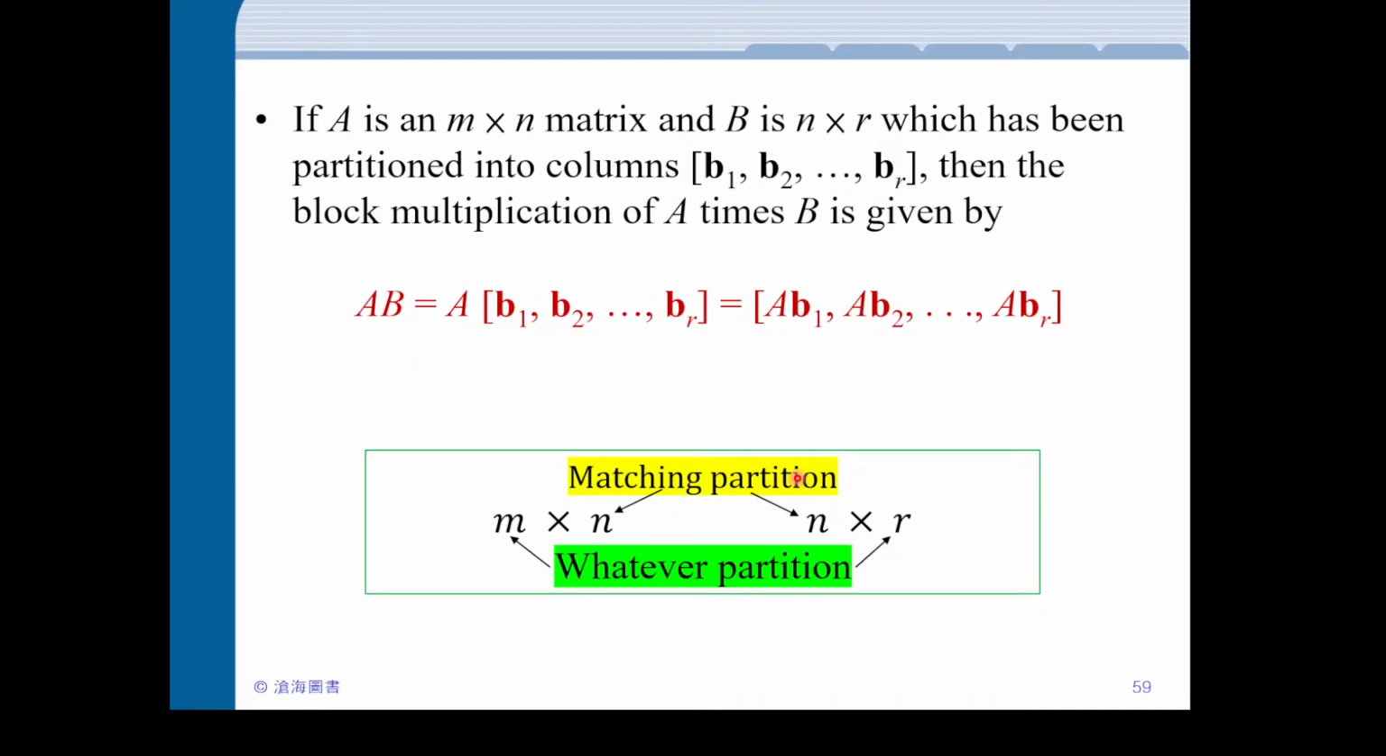And then in terms of partition, there are 4 things to partition, so we can partition this thing, this thing, and this thing. And the important part is that when you do partition, you need to have matching partition on this N part. So the partition on the columns of A and the partition on the rows of B need to match.